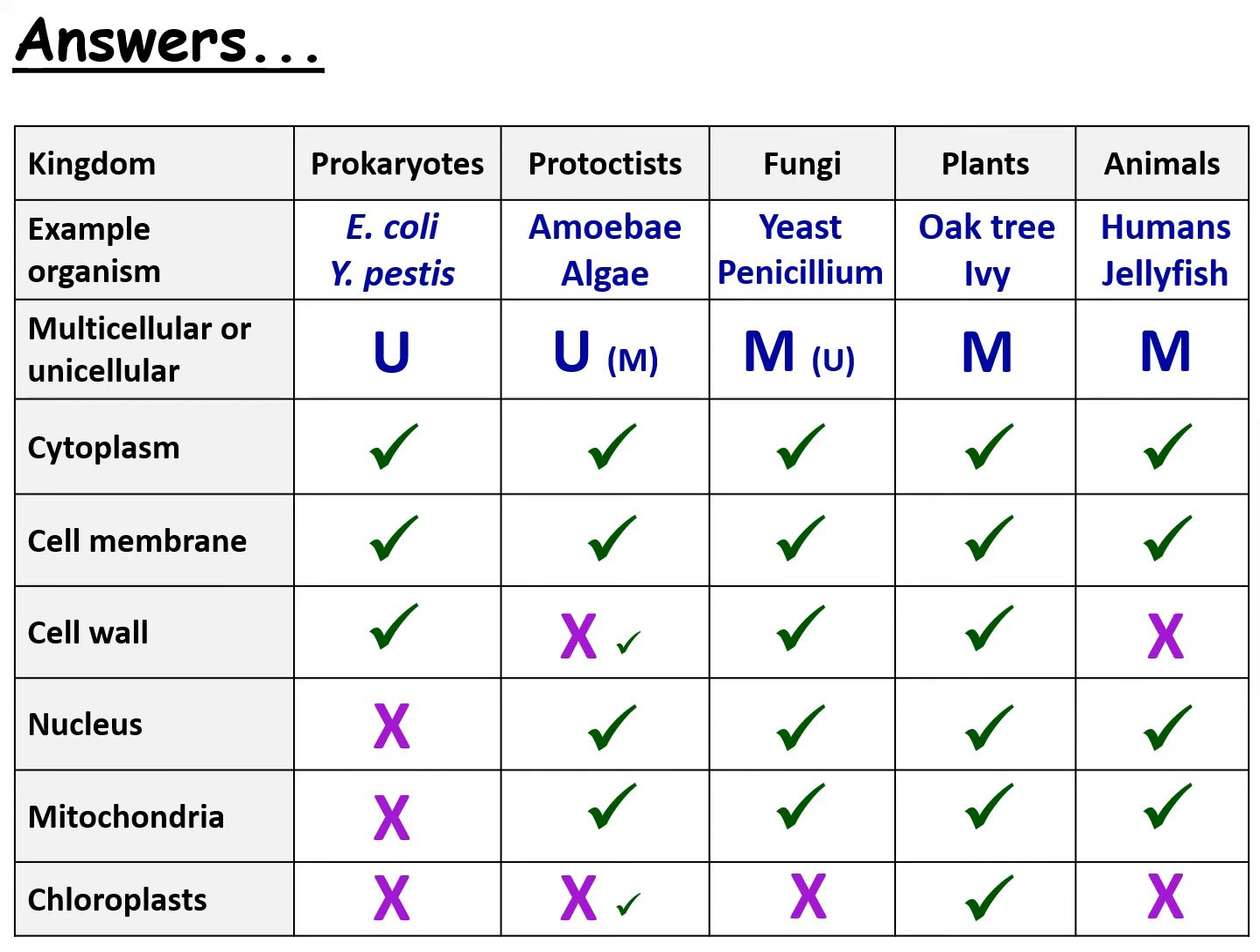For the nucleus, the only one that doesn't have a nucleus is the prokaryote. They have their DNA free floating. All the other forms of life, all the other kingdoms, have their DNA stored within the nucleus. Same for mitochondria. All four, apart from prokaryotes, so protoctists, fungi, plants, and animals, all use mitochondria to carry out respiration. And then lastly, chloroplasts are only really found in plants, and there are a few examples in the Protoctista group which have chloroplasts as well. So prokaryotes, fungi, and animals, neither of those types of living thing contain chloroplasts.